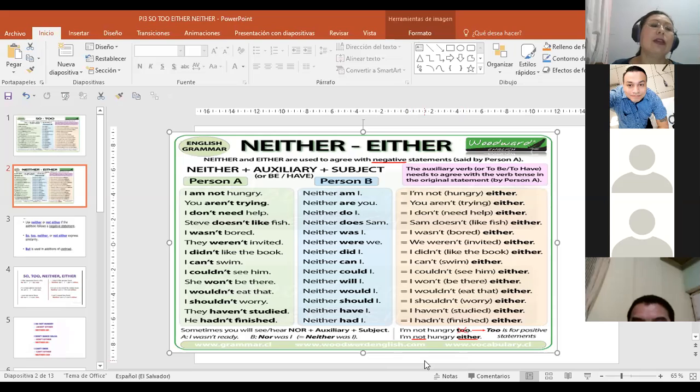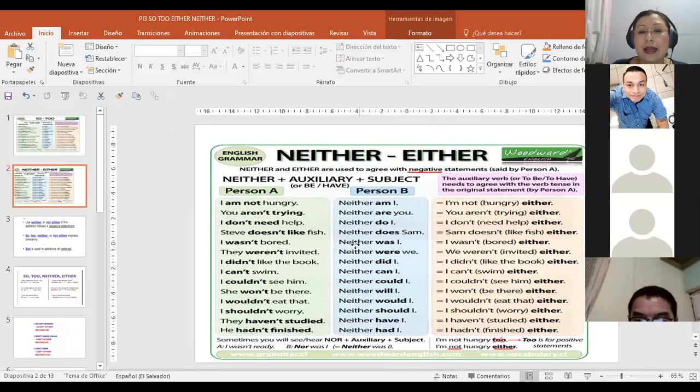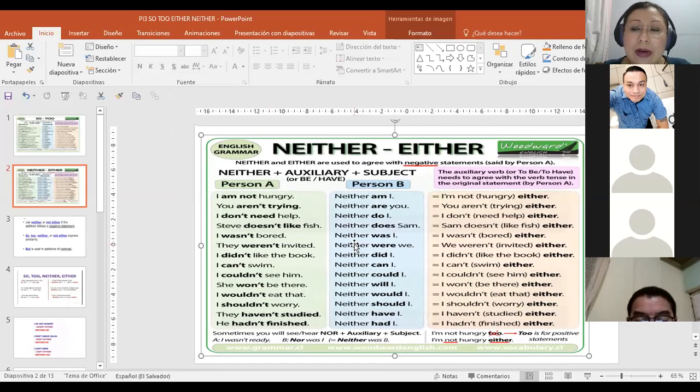Si es una afirmativa, entonces sí, so y tú. Ok, very good. Is it clear up to now? Hasta hoy estamos claros con estas cuatro palabritas mágicas.